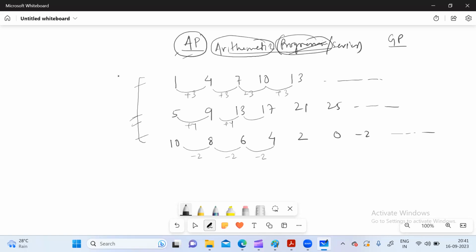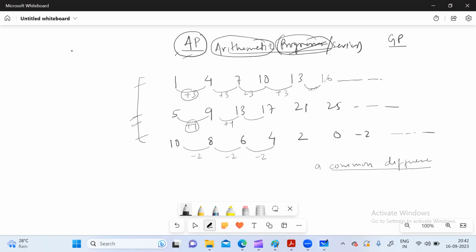So you will say that all these three series have a unique common difference. Please mute your mic if you are having any background noise behind you. So all these three series have a unique common difference for all of their consecutive terms. Like if this is plus 3, then all the consecutive terms will have a difference of plus 3. If it is plus 4, then all the consecutive terms will have a difference of plus 4. If minus 2, then all the consecutive differences will be minus 2.